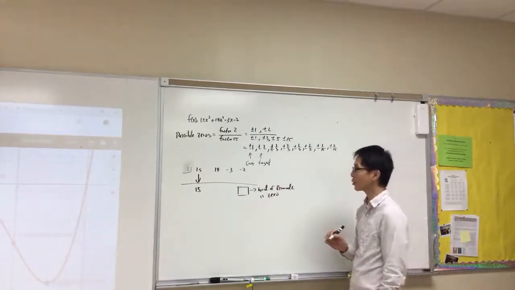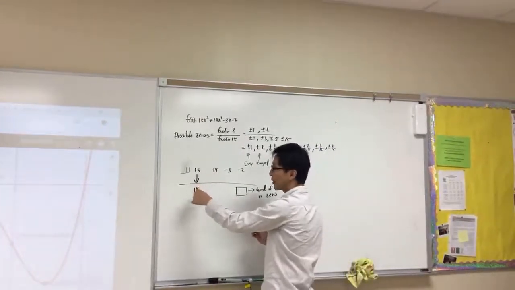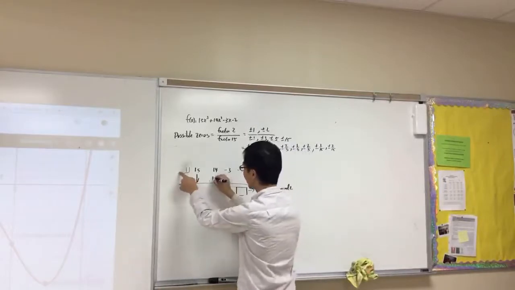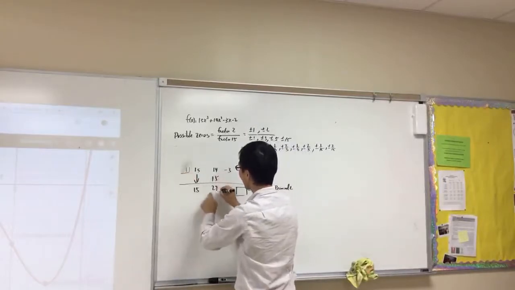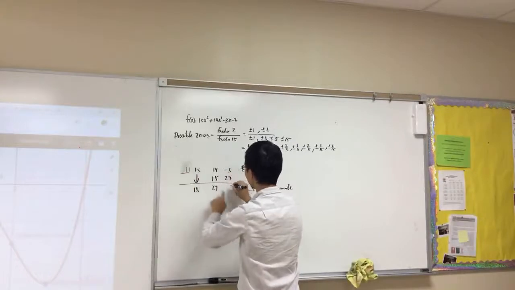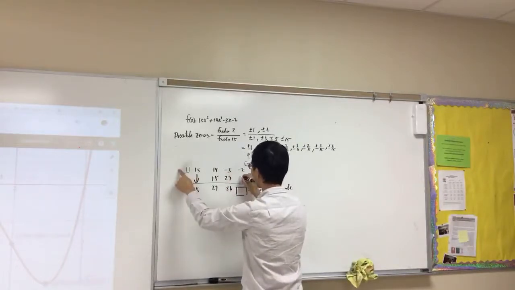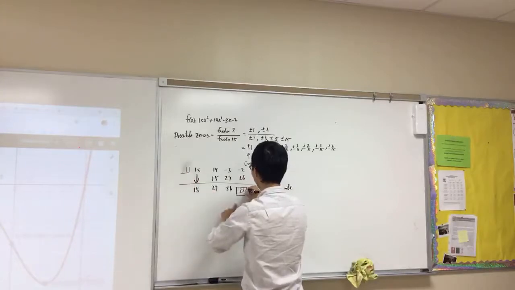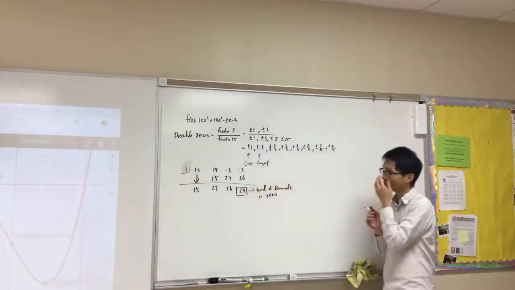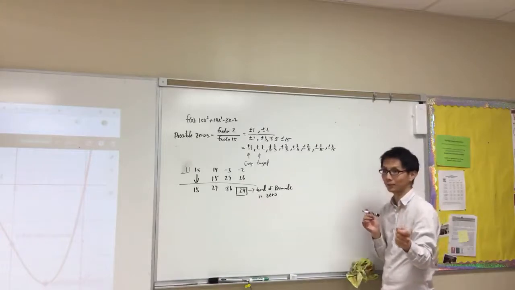Okay, so we're gonna try 15. 15 and 1 is gonna be what? 15, 29, 29 and 1, 26, 26 and 1, 24. Is that 0? No. So we gotta keep on trying until you get 0.